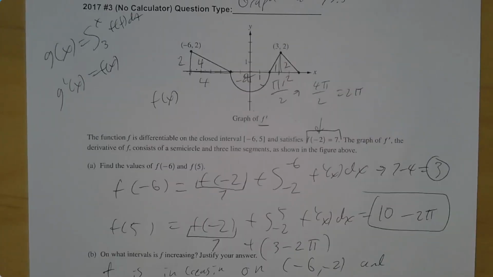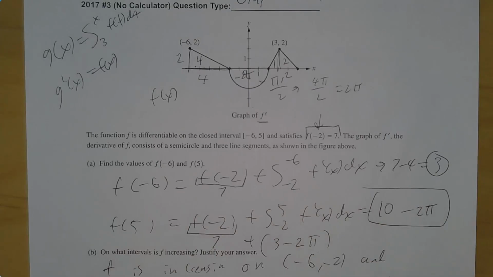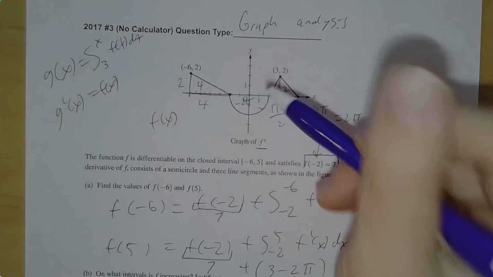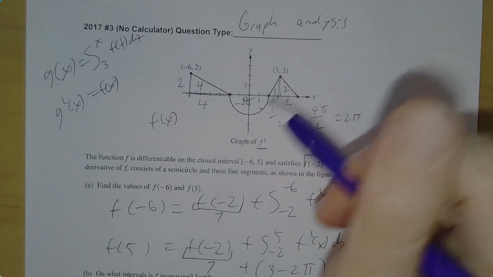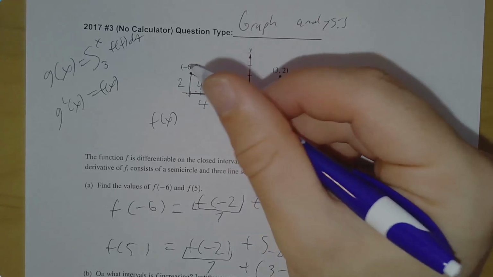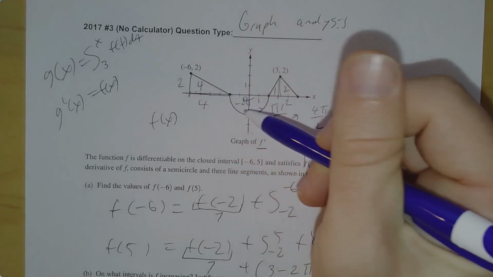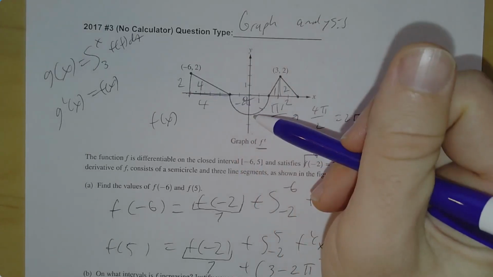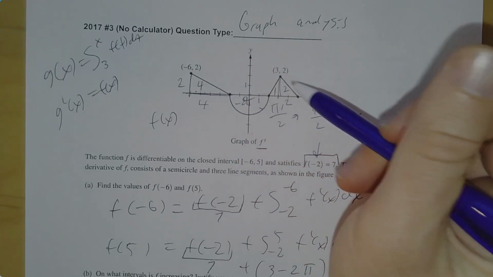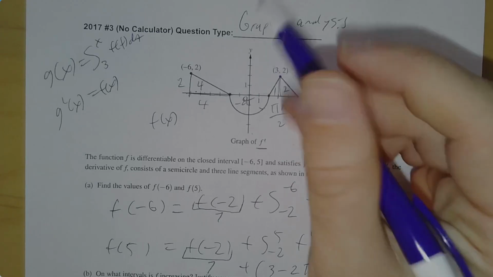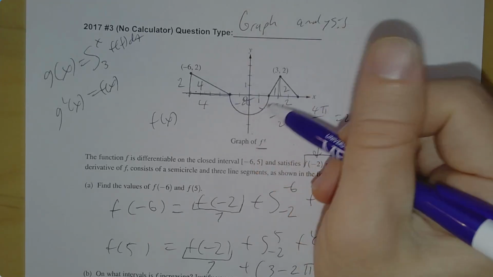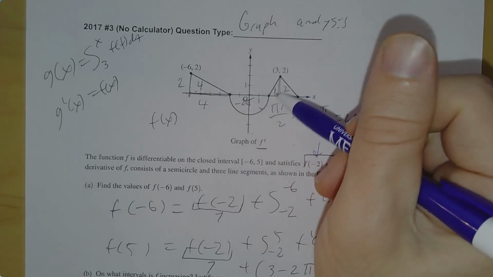Let's just for a second talk about what else f is doing. So f is increasing here because f prime is positive. F is increasing here because f prime is positive. F is decreasing here because f prime is negative. F is concave down from -6 to 0, and from 3 to 5 because f prime is decreasing. F is concave up from 0 to 3 because f prime is increasing.